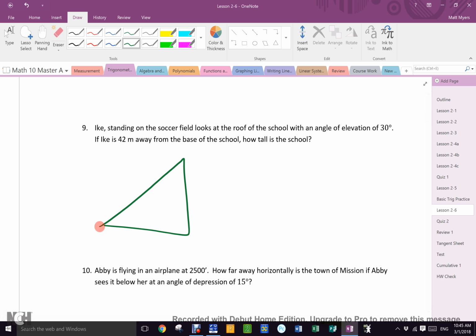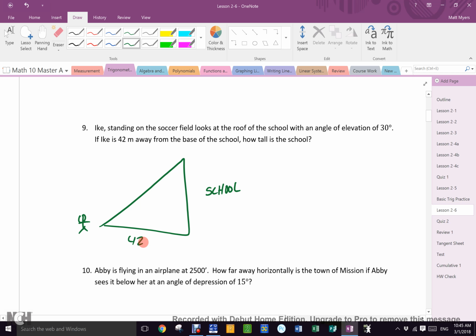Now, let's do some stuff with that triangle. Ike's on a soccer field looking at the roof of the school. Where does it make sense to place the school? On the right, on the bottom, or on the diagonal? On the right, because it's the wall of the school that goes straight up from the ground. So there's the school. Where's Ike? On the ground. Where's the ground? Top or on the left? On the left, because he's on the ground. There's my man Ike. What else do I know? He's 42 meters away from the bottom of the school. Where's the bottom of the school? Right here. So that's 42.